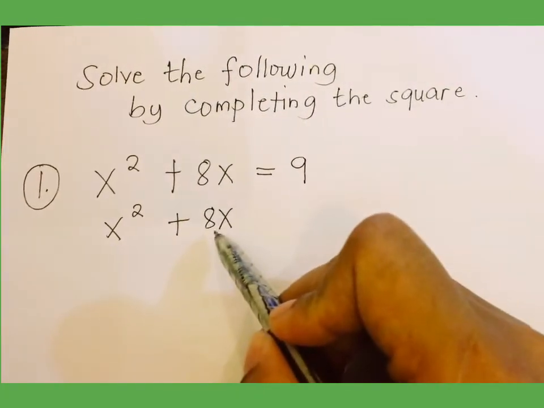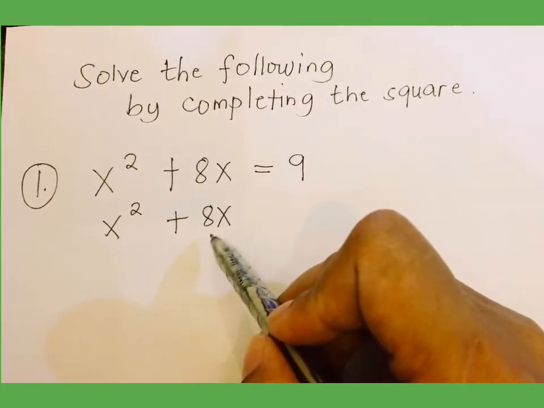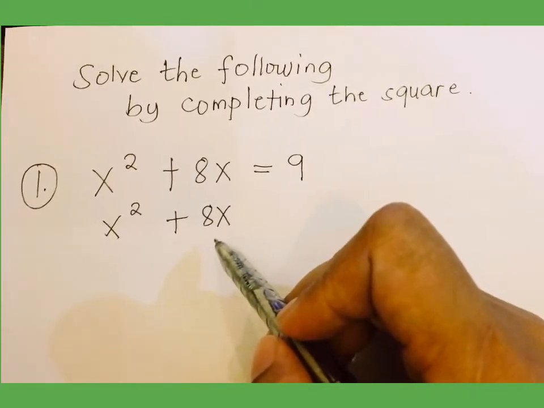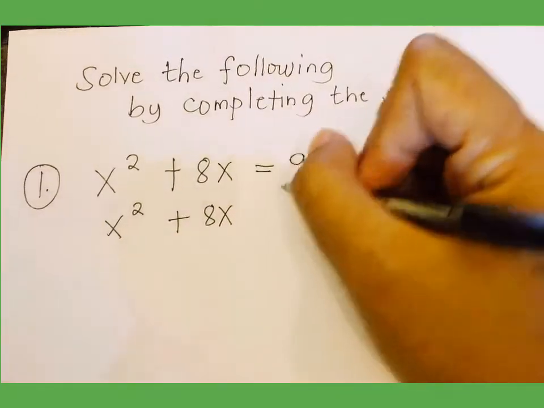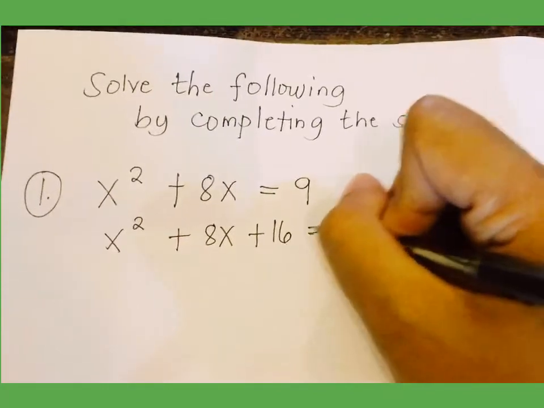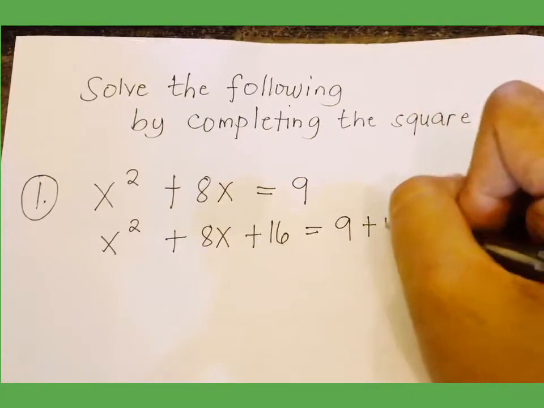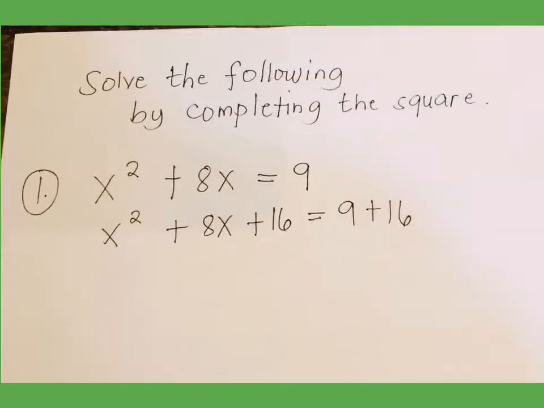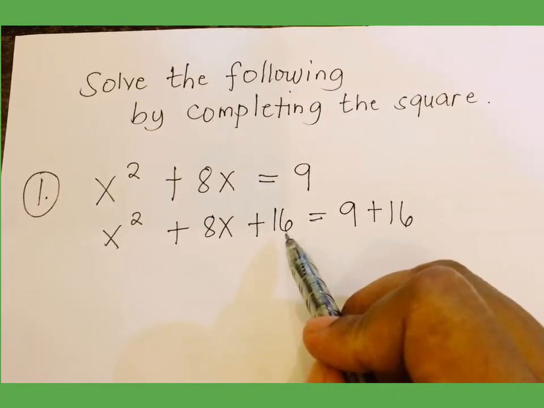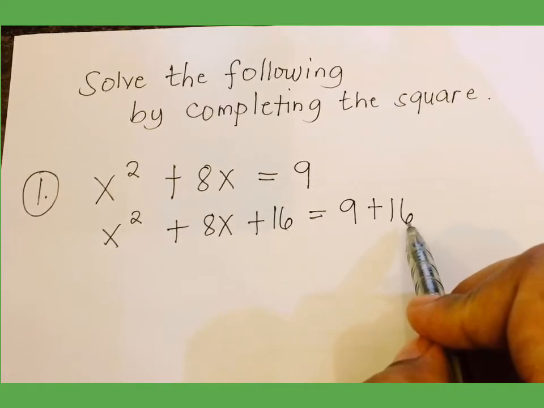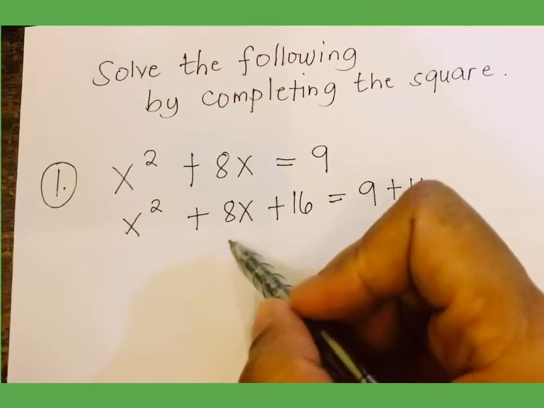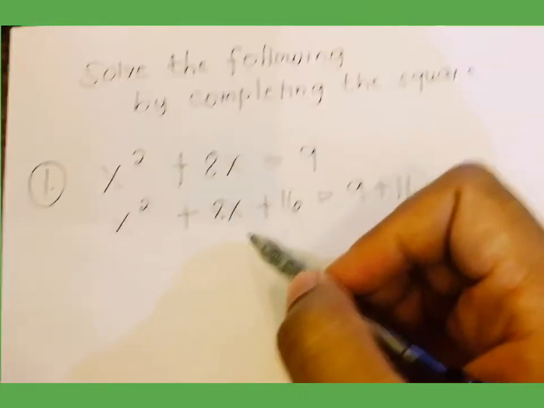So let's divide 8 divided by 2. 8 divided by 2 is 4. Then we square it. 8 divided by 2, 4 squared. So that is 16. So we write here 16. And on the other side, we also add 16. Do not forget, the moment you add the number here, you also add the same number on the other side. Now we're going to factor this, x squared plus 8x plus 16.